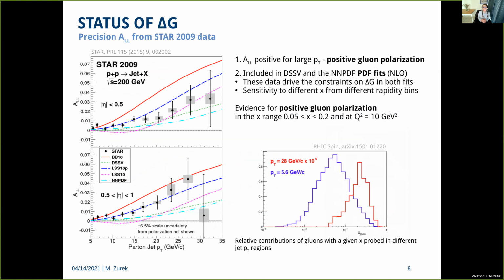So the precision measurement of double spin asymmetry from 2009 data from STAR is presented on this plot. Here you can see the ALL, the double spin asymmetry, as a function of parton jet pT for two different rapidity regions. We see that they are both positive. These data, included in the global analysis, provided evidence for the positive gluon polarization in the range of x between 0.05 and 0.2.